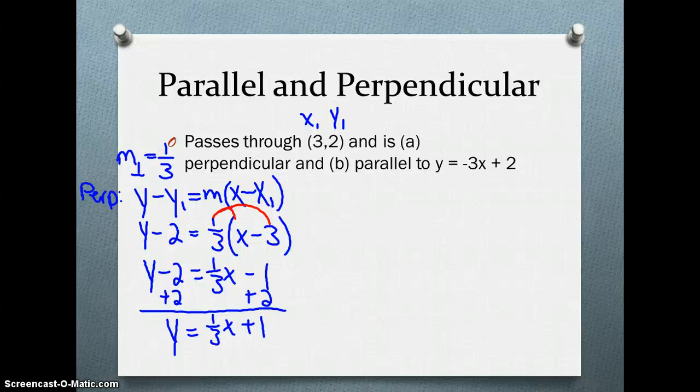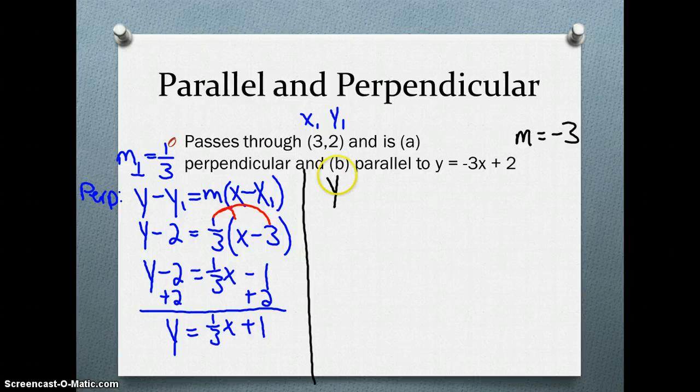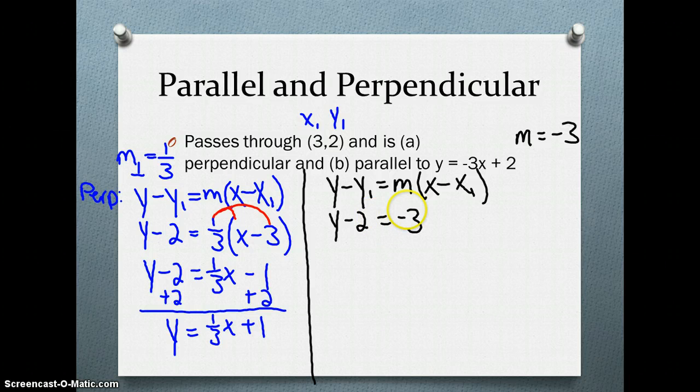Now, parallel. Our parallel slope is equal to -3 because parallel lines have the same slope. So again, we come right back to our formula. y minus y1 is equal to m times x minus x1. Substitute back in. y1 is, again, 2. y minus 2 is equal to, slope is -3 times the quantity x minus 3.